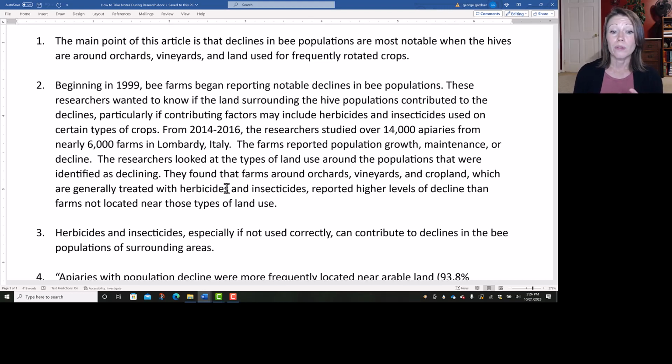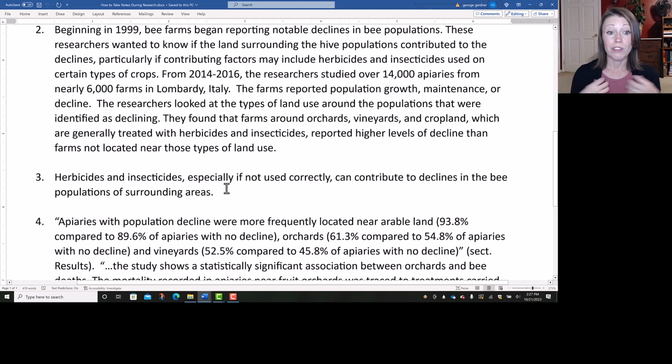They found that farms around orchards, vineyards, and croplands, which are generally treated with herbicides and insecticides, reported higher levels of decline than farms not located near those types of land use. Overall, that's how they arrived at this particular conclusion. Main point in terms of my essay: herbicides and insecticides, especially when not used correctly, can contribute to the declines in the bee populations of surrounding areas. That's the info that I am trying to point out in my particular essay.